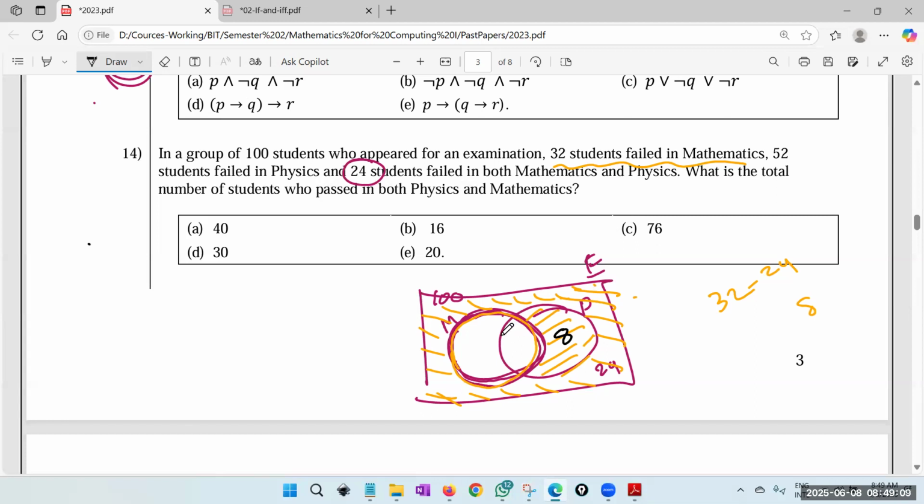Right. Question is how many students are here? What is the total number of students who pass both physics and maths? Now this is 8. Do we have any other information? This is 100. In a group of 100 students who appeared for the examination, 32 students failed. Now, can we assume that all 100 students failed either maths or physics?